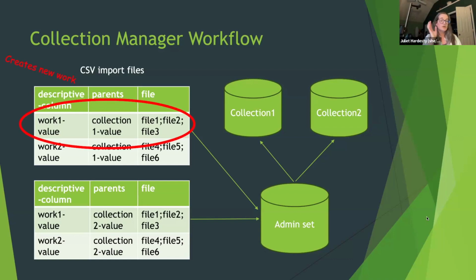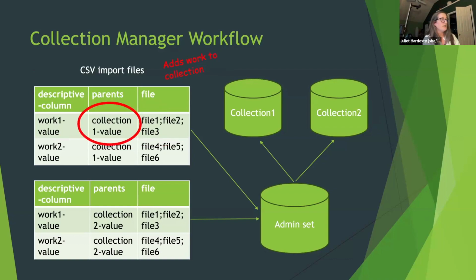So a single row in the CSV file is creating a new work, and the files that are listed there in that single spot in the spreadsheet cell are added in the order that they're listed. And the work with those files is added to the specified collection.